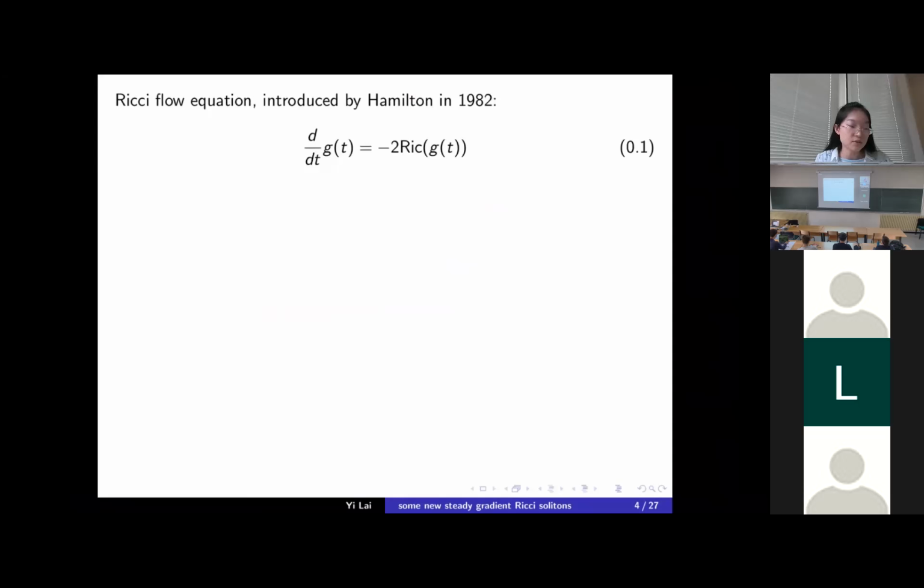The Ricci flow equation was introduced by Hamilton in 1982, and it is a family of smooth metrics evolving under this equation: the derivative of the metric is equal to -2 times the Ricci curvature. Among all the Ricci flow solutions, we're particularly interested in those that are self-similar, because those self-similar Ricci flows often arise as singularity models for compact Ricci flows.